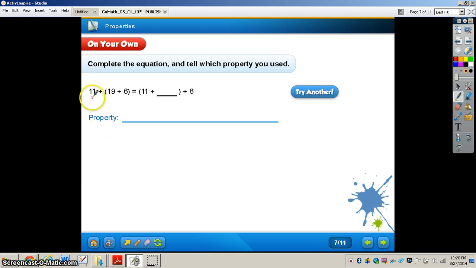Okay, the original problem here is 11 plus 19 plus 6. I want you to fill in the number here, and then write down what property you used. So pause the video now. You used the associative property of addition, in that the grouping of the addends changed, but the sum will also stay the same no matter what.